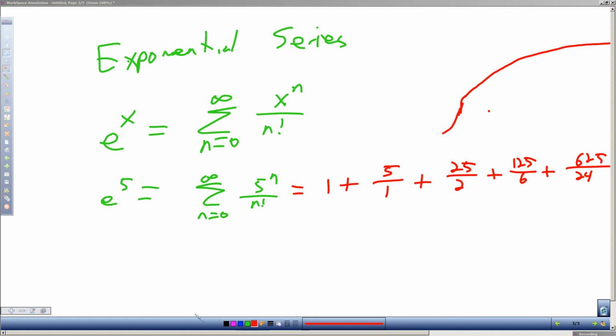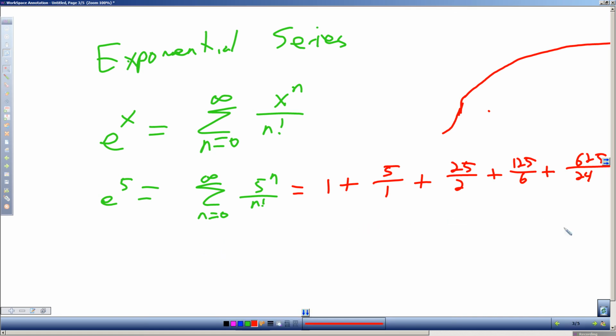Good, but can we graph e to the 5th? This is approximately e to the 5th. It's what you get if you plug in 5 for x here. This is a constant, not a graph. If you're graphing e to the 5th, it's a horizontal line. It's a constant.